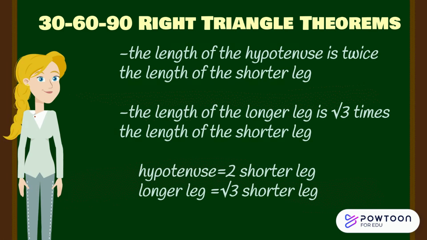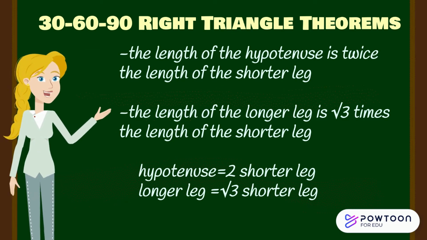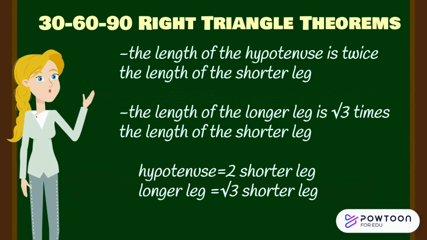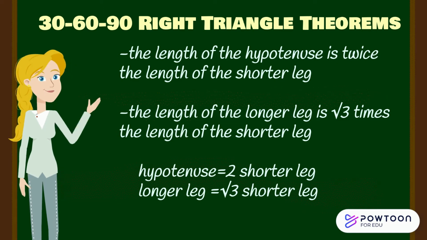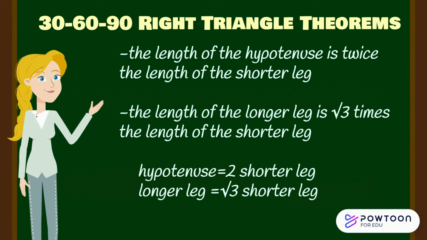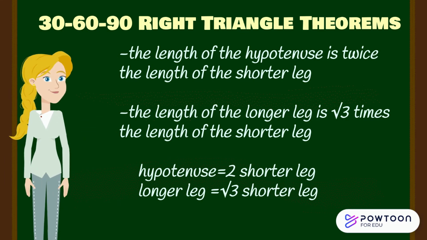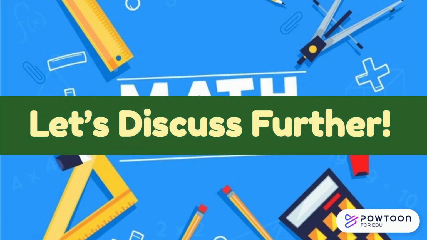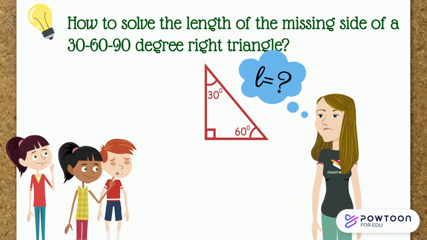Theorems on 30, 60, 90 right triangle. The length of the hypotenuse is twice the length of the shorter leg. The length of the longer leg is square root 3 times the length of the shorter leg. Let's discuss further. How to solve for the length of the missing side of a 30, 60, 90 right triangle.